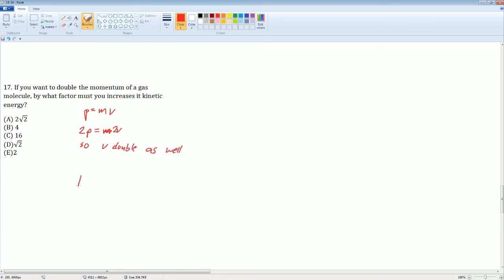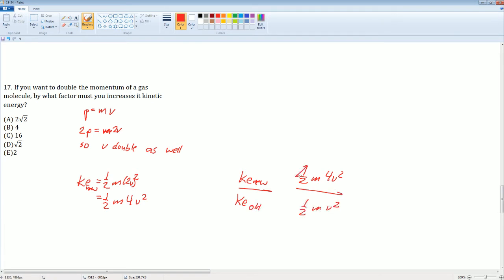Then we can look at the kinetic energy. The kinetic energy is 1/2 mv squared, but we know the new v is going to be 2v. So this becomes 1/2 m 4v squared. If you look at the factor, K new, which is 1/2 m 4v squared, over K old, which is just 1/2 mv squared: 1/2 cancels, the m cancels, the v squared cancels. The only thing left is a 4. So if you double the momentum, the kinetic energy is going to go up by 4.